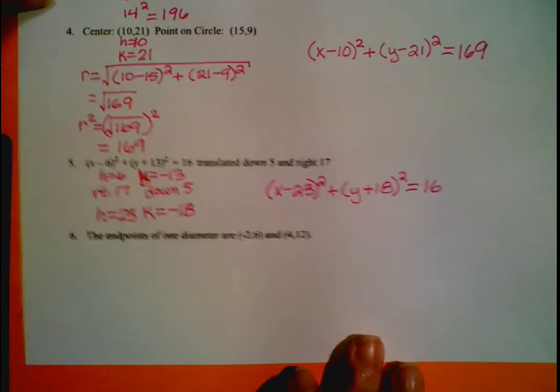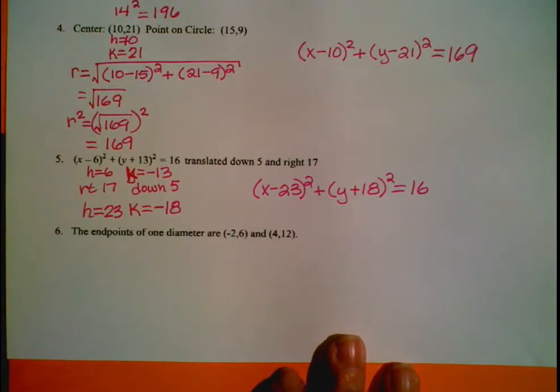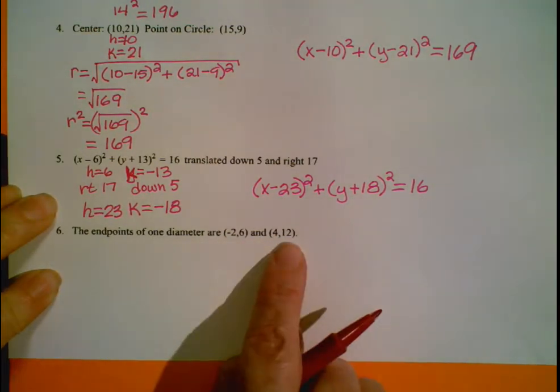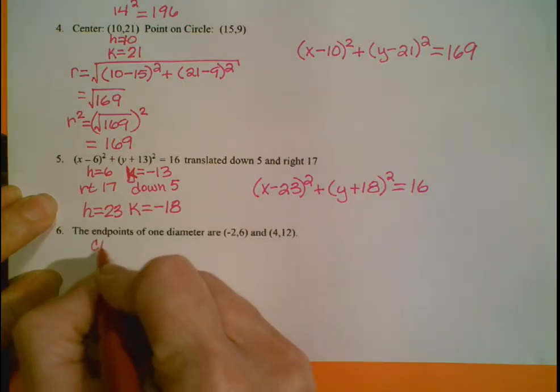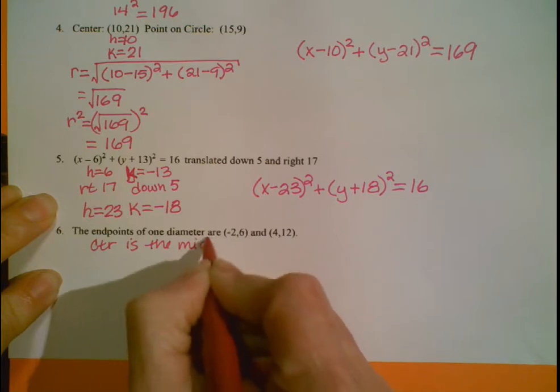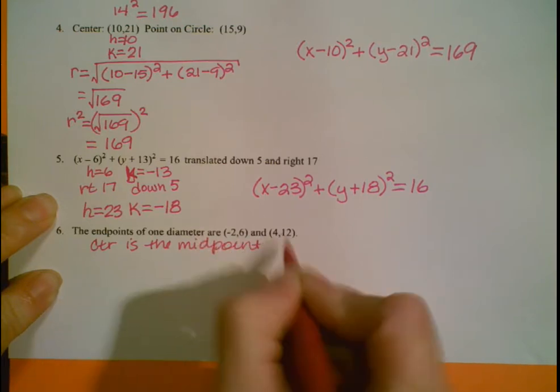And the last type of problem we're going to be looking at, here we're given two endpoints of a diameter. That's telling you two things. First of all, we know that the diameter passes through the center, and that the center point has to be the midpoint of that segment for that diameter. So I need to determine what is the midpoint between these 2 points. So the center of the circle is the midpoint of the diameter.